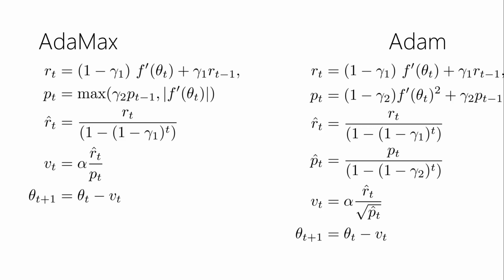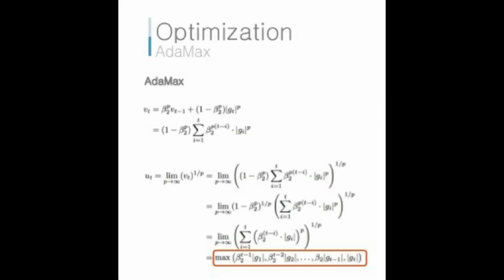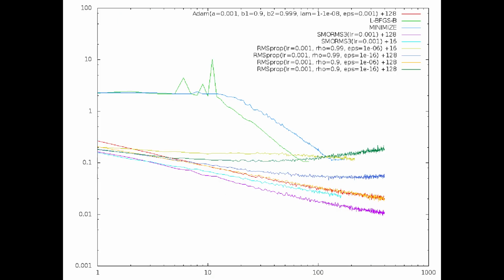Instead of this, we generalize the update rule to the Lp norm, that is, ut is equal to beta 2 to the infinity times Vt-1 plus (1 minus beta 2 to the infinity) times Gt raised to infinity, which is equal to max of beta 2 times Vt-1 comma absolute of Gt. Putting p to infinity, ut is used to define the infinity norm constant instead of Vt. So this is the AdaMax update rule.